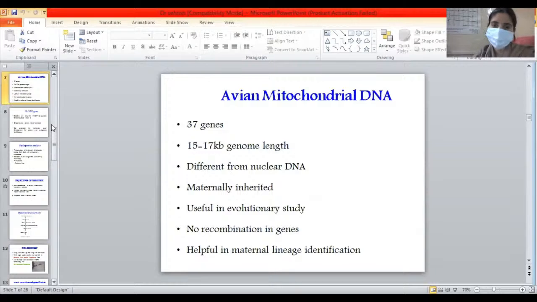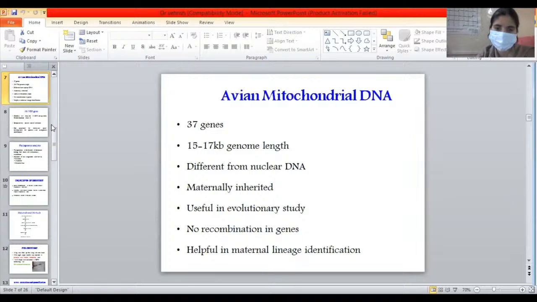There are some characteristics of the avian mitochondria: there are exactly 37 genes, spanning an approximate genome length of 15 to 17 kb, which is a little bit different from the nuclear DNA. As far as its inheritance pattern is concerned, it does not follow classical Mendelian inheritance. The inheritance is exclusively from the maternal side, and these genes are very important for phylogenetic analysis as well, because there are certain regions in the mitochondrial genome which are highly conserved, and certain regions which are highly hypervariable.